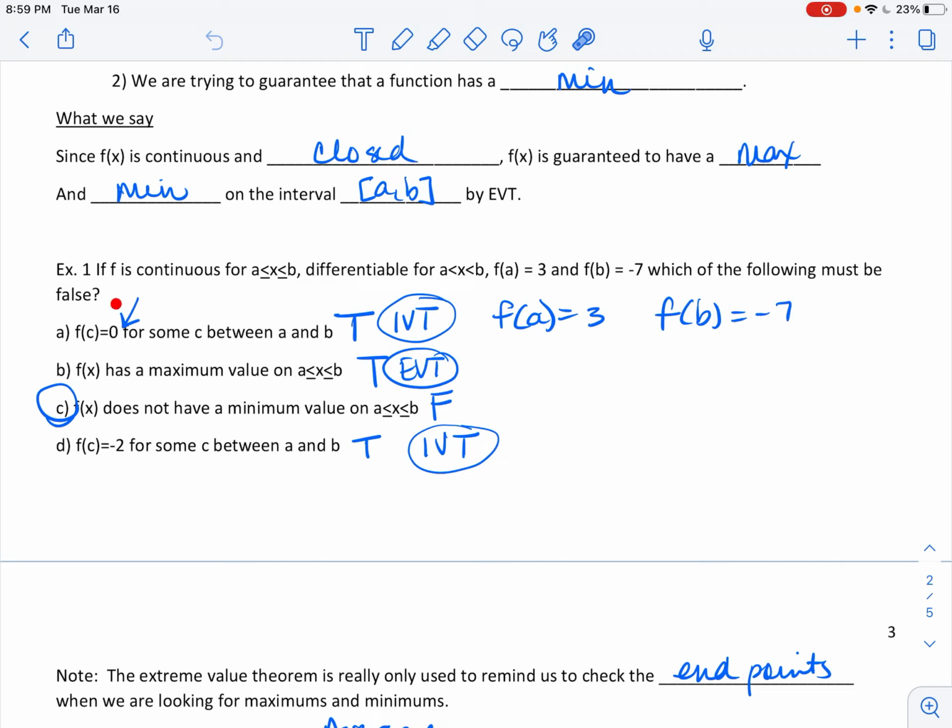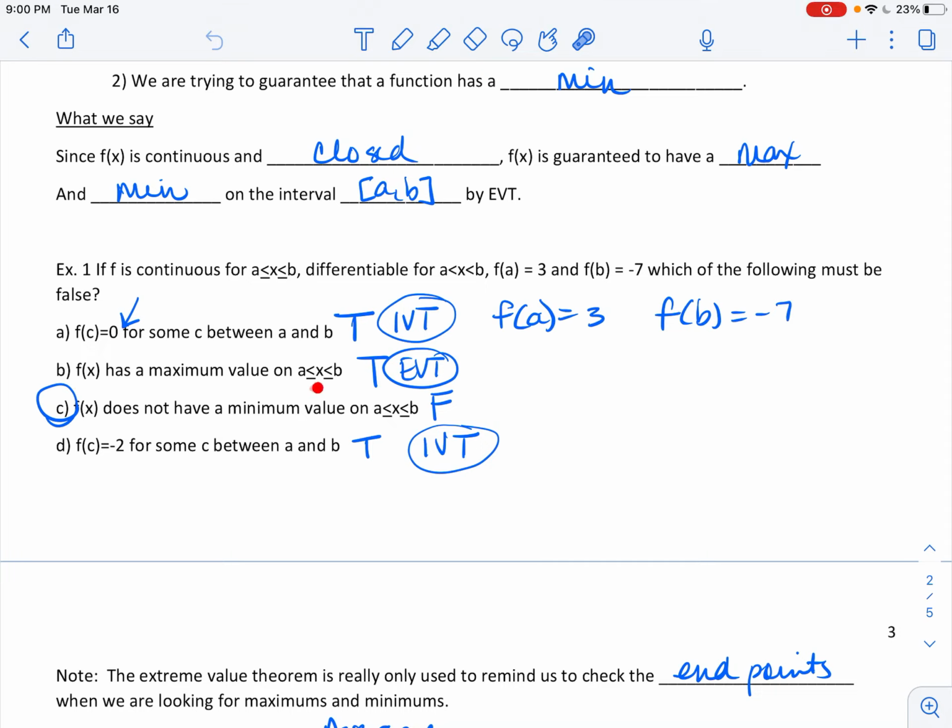Which of the following must be false? Okay, so let's see. F of c is equal to 0 for some c between a and b. Well, does 0 fall between these two? Yeah, that's true. And that's true by the intermediate value theorem.